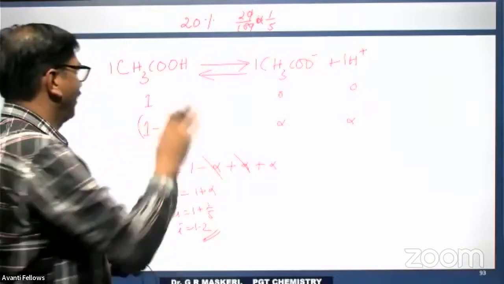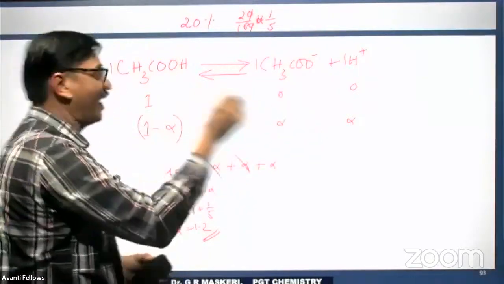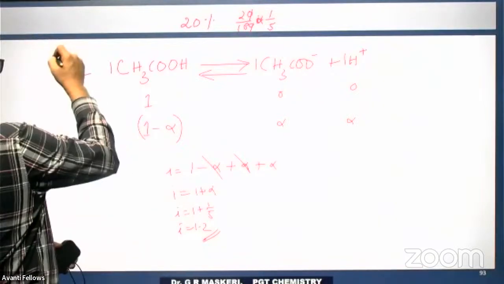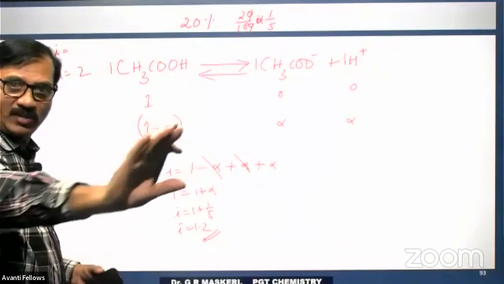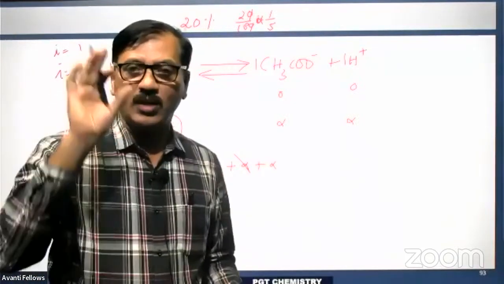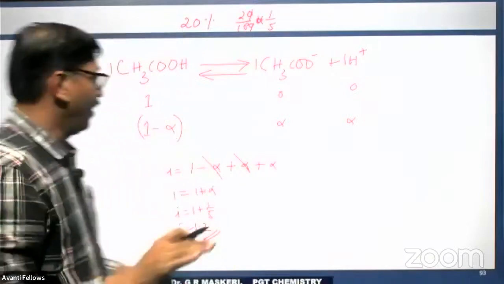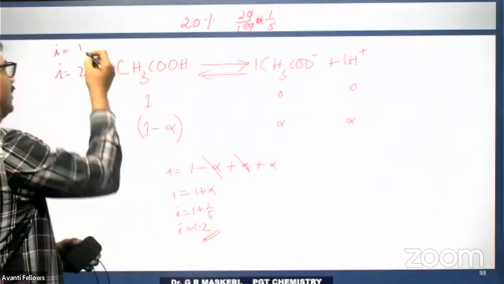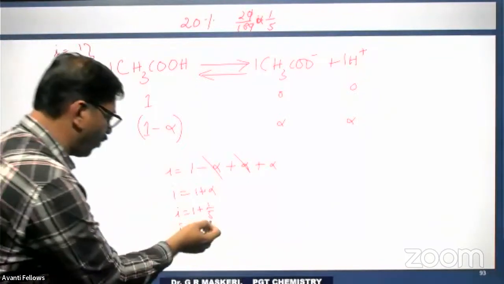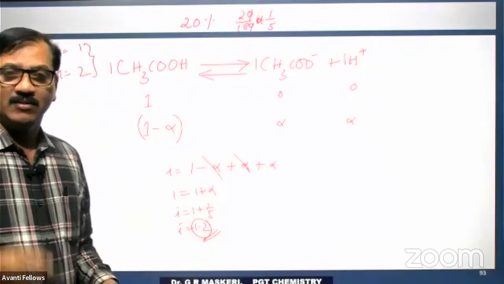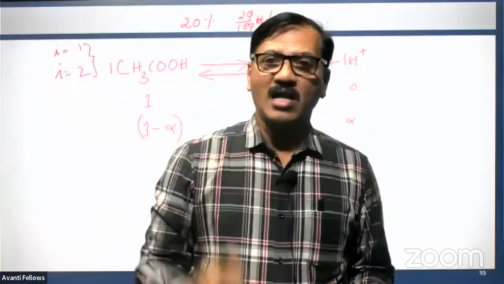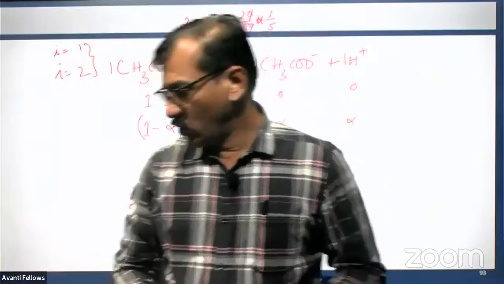So, remember that for acetic acid, if it completely dissociates, the i value would have been 2. If acetic acid doesn't dissociate at all, then the i value will be 1. If it undergoes 20% dissociation, it should be between 1 and 2, and we have got the answer 1.2. Right? This is the way for a weak electrolyte, the i value is calculated from the alpha value, that is the degree of dissociation. Hope it is clear.